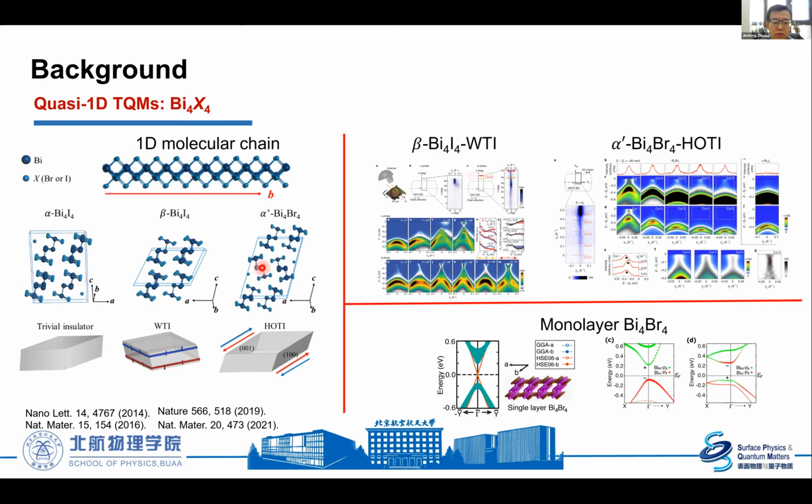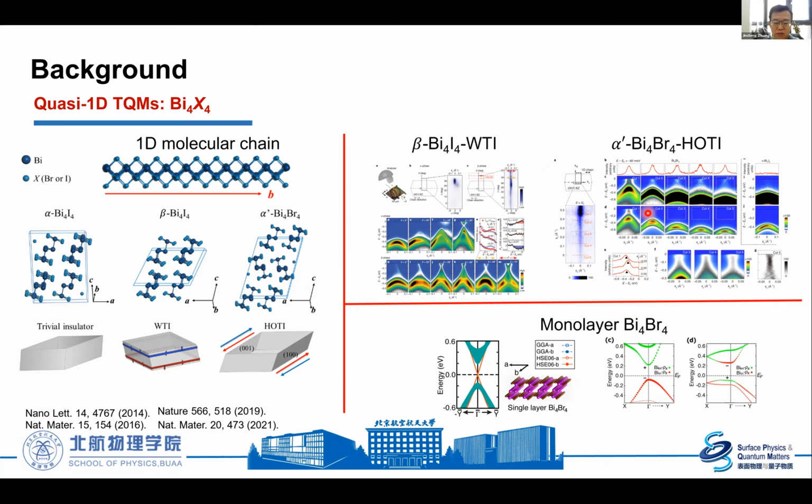So these three phases possess the same ab plane arrangement. And due to the different stacking orders, there are different topological properties in different phases. For example, the beta phase bismuth iodide is the first discovered weak topological insulator by ARPES measurement, where the topologically non-trivial surface state is found on some of the surfaces. And the alpha phase bismuth iodide is a trivial or higher-order topological insulator discovered by ARPES measurement. And the alpha phase bismuth bromide is a second-order topological insulator with the evidence of one-dimensional hinge states by ARPES measurement.